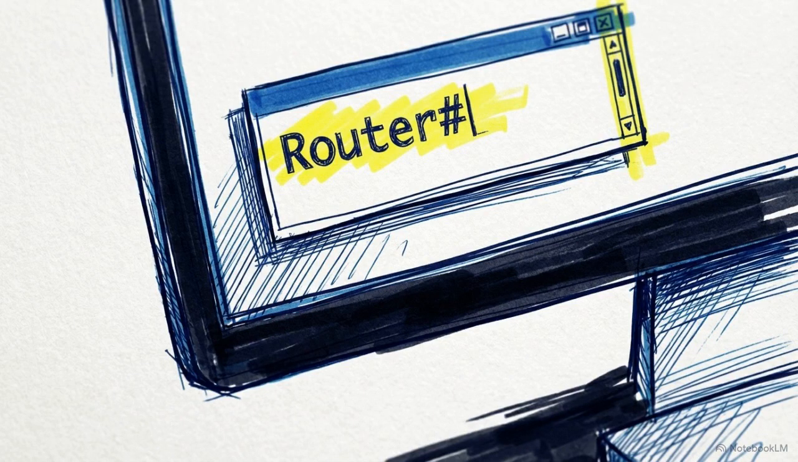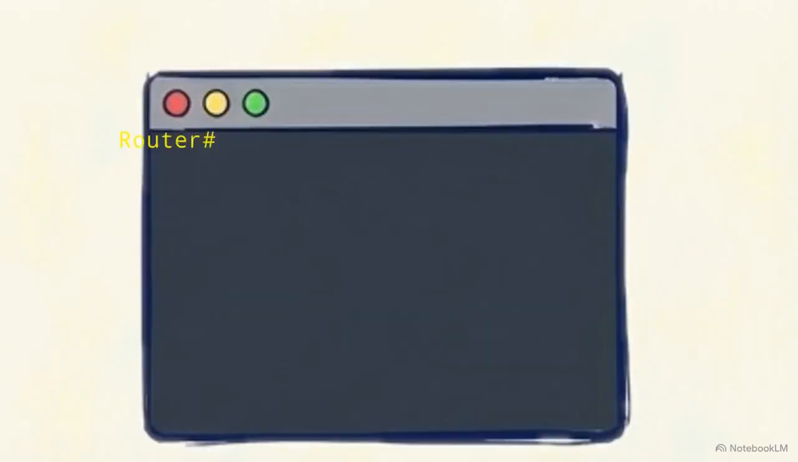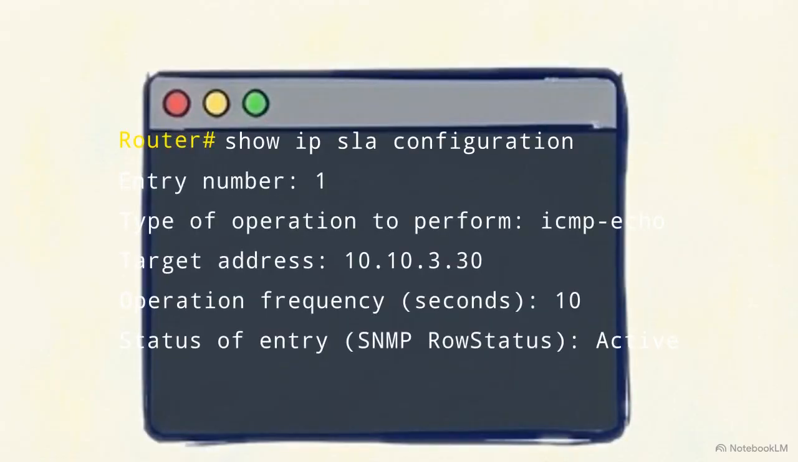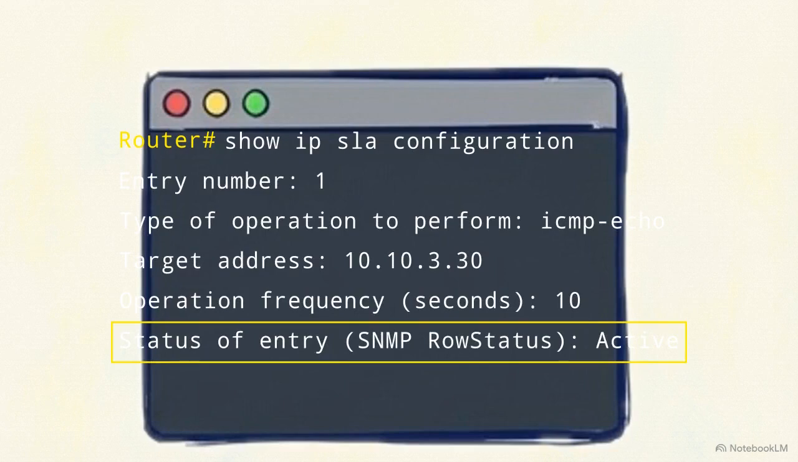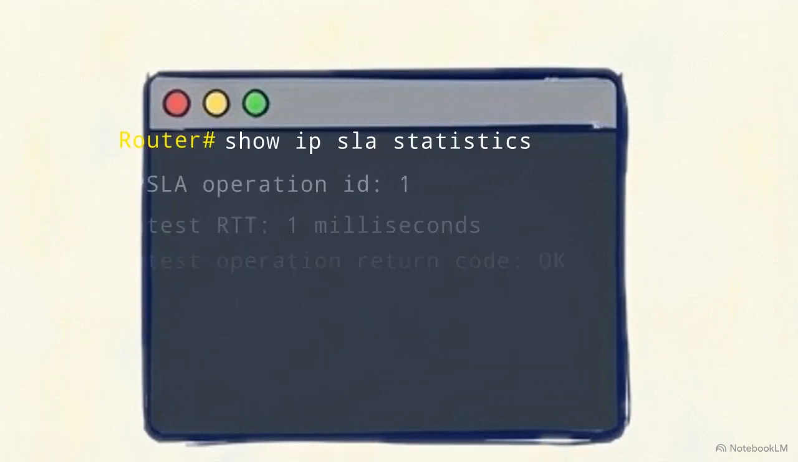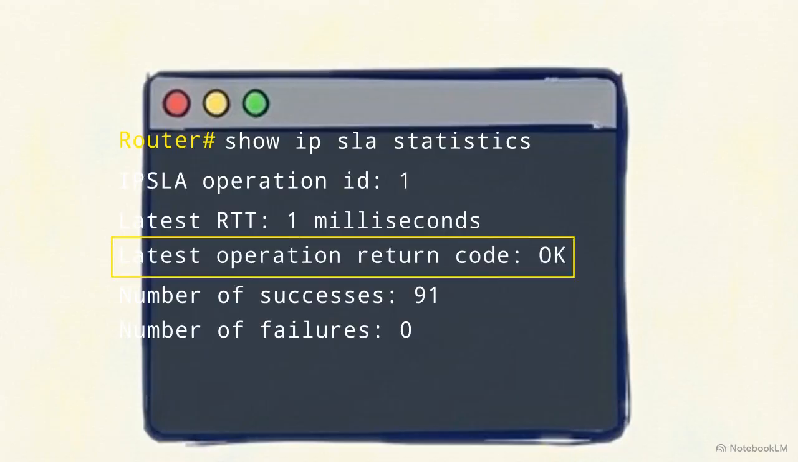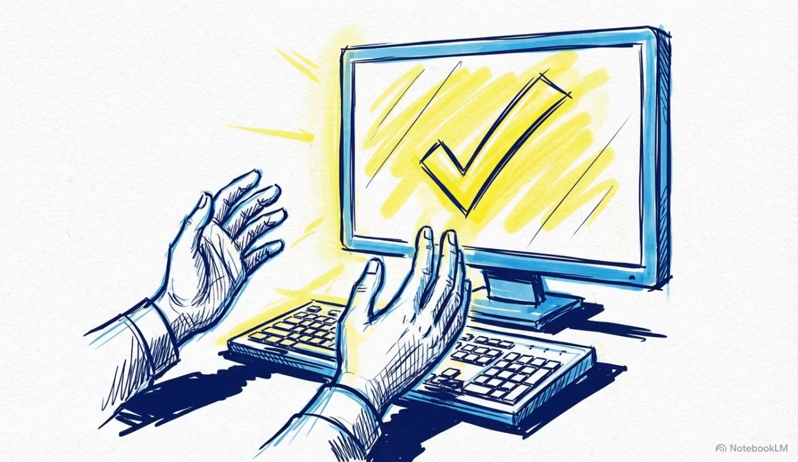Now that the test is running, step back to privileged exec mode to check our work. Run Show IP SLA Configuration and check the bottom of the output block. Finding the word Active confirms your background process has initialized. To see the actual performance data, run Show IP SLA Statistics. The return code will say OK if the target responds. Right beneath that, compare the number of successes directly against the number of failures to quantify how reliable the path has been. You have successfully offloaded a manual task.